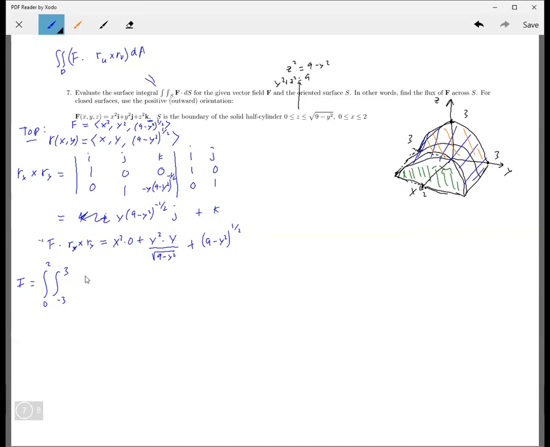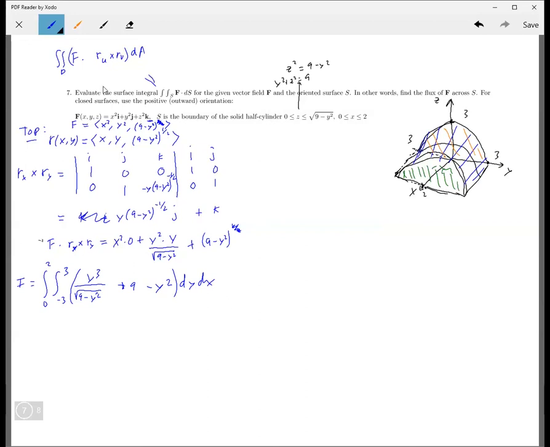And you're integrating this. So this is y cubed over the square root of 9 minus y squared plus, oh, I made a mistake. This 1/2 shouldn't be there because it's squared. Z is squared. So it's not this, it's this squared, which is 9 minus y squared, plus 9 minus y squared. Okay. So we just have to integrate that.